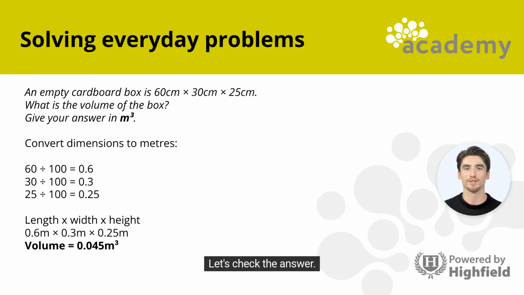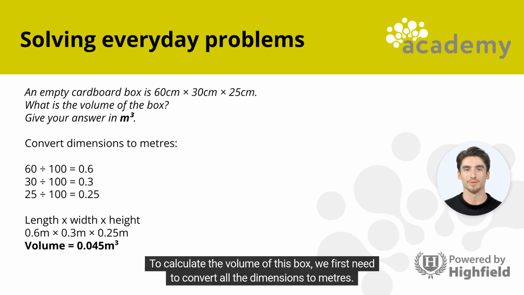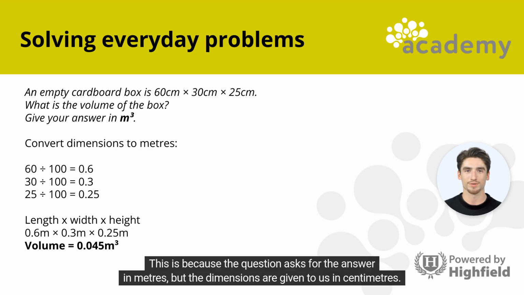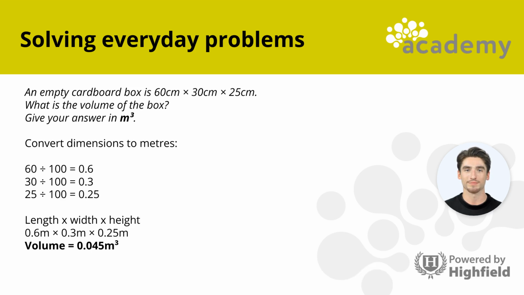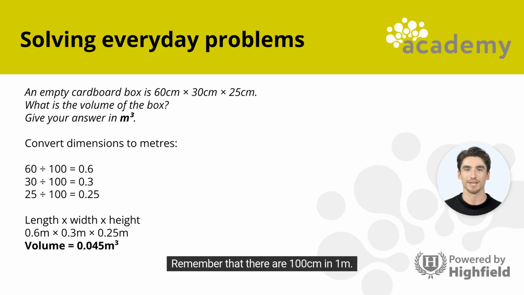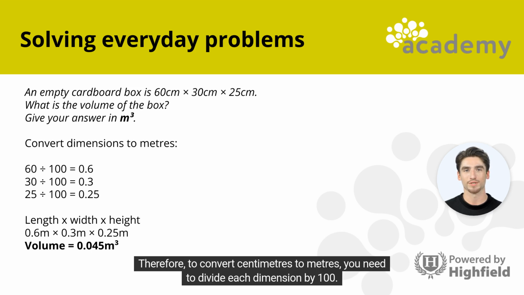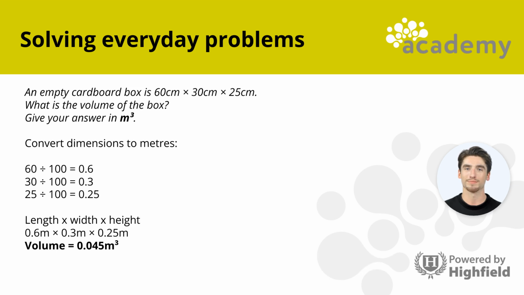Let's check the answer. To calculate the volume of this box, we first need to convert all the dimensions to meters. This is because the question asks for the answer in meters, but the dimensions are given to us in centimeters. Remember that there are 100 centimeters in 1 meter. Therefore, to convert centimeters to meters, you need to divide each dimension by 100.